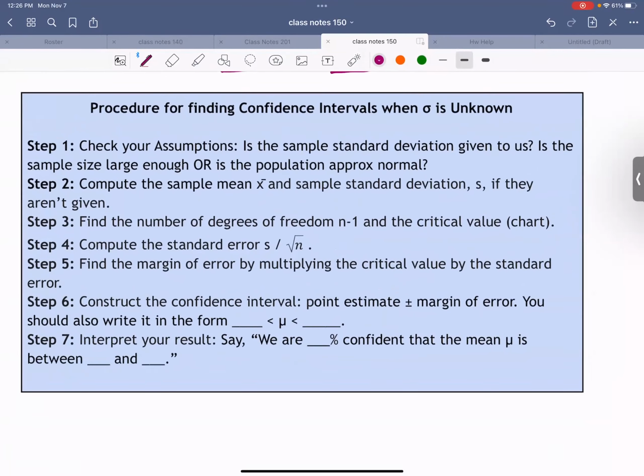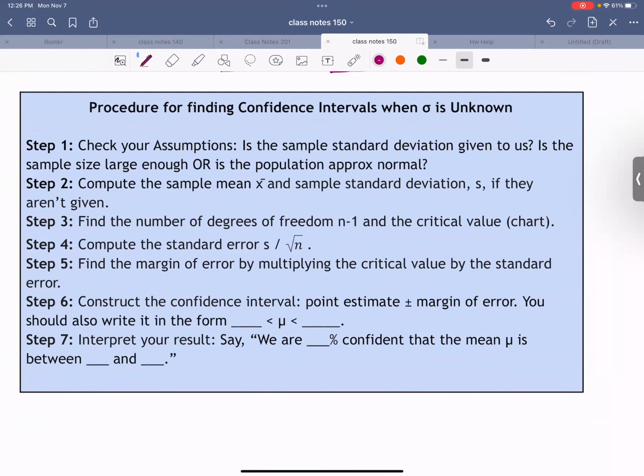Now, let's take a look at this procedure here. The first thing we're going to do, check our assumptions, right? So is S given to us? Is the sample size big enough or is the population normal? Step number 2, I want you to cross out, okay? So I made this a year ago, and there was a question on the online homework that I gave my Math 155 students that told them to calculate the sample mean and also calculate the sample standard deviation. But honestly, that's just a lot of work, and it's slightly confusing. So we're just going to cross that out.